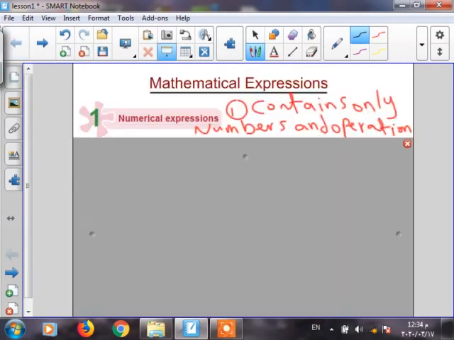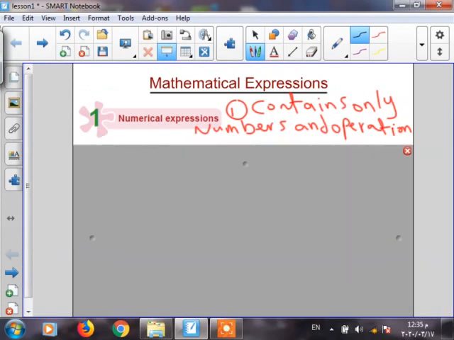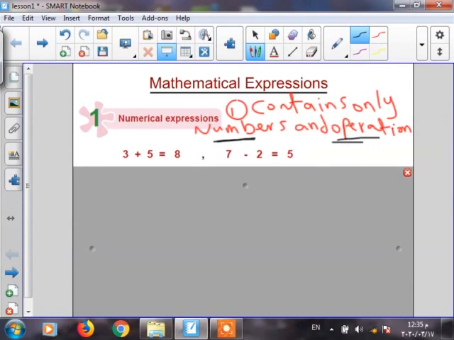So the next one, number one of mathematical expression, the numerical expression. It contains only numbers, and between these numbers I have an operation. Like what? Number one, I have here 3 plus 5, it will be equal 8. And the next one, I have here 7 minus 2, it will be equal 5. I have here a number like 3 and another number like 5, and between them an operation.